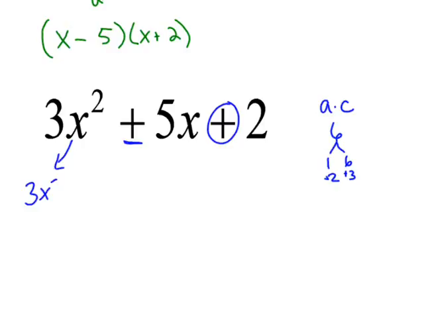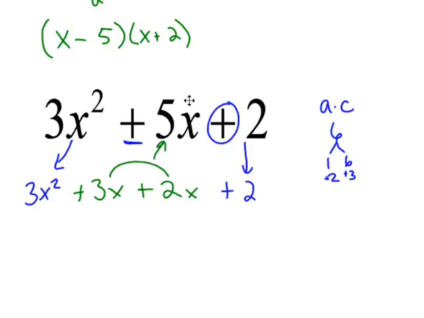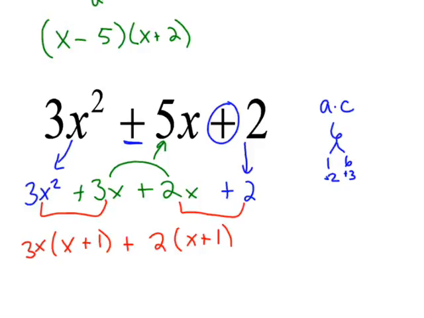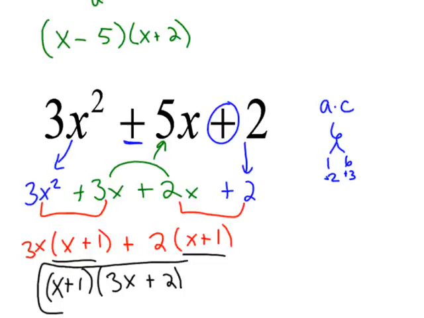You rewrite 3x squared, you rewrite plus 2, and then you write 5x as positive 3x plus 2x. Okay, so you can see that gives me 5. And then we factor by grouping. So I look at these two and take out a 3x. I'm left with x plus 1. Take out what's in common there, which is a 2. I'm left with x plus 1. Now I see that I have two terms that both have x plus 1 in them, so I pull that out front. And I am left with 3x plus 2. So hopefully this is just review for you, so you have factoring down.